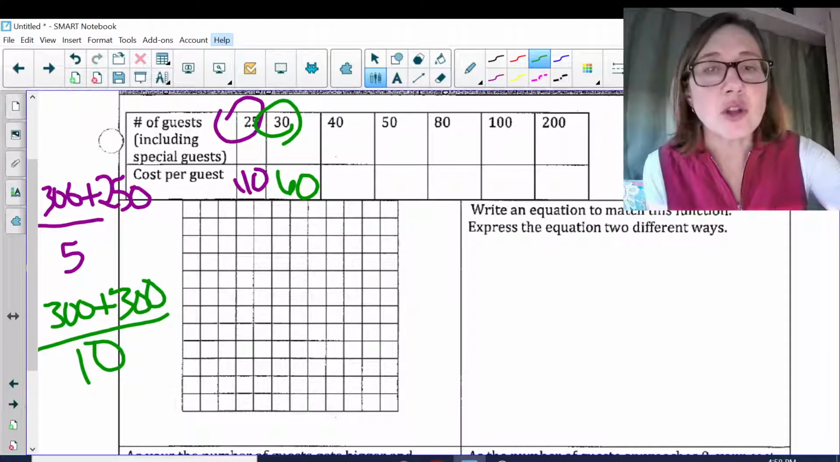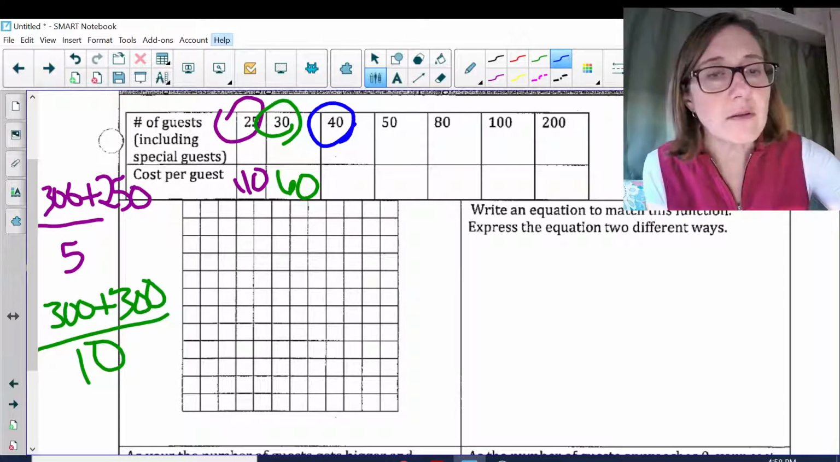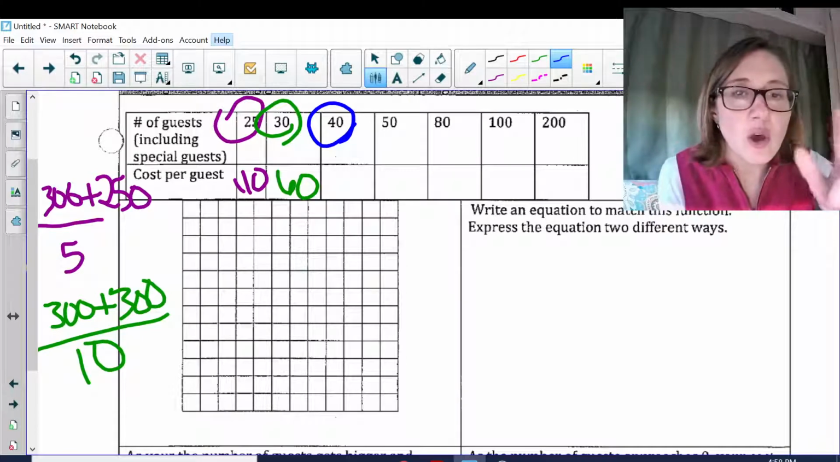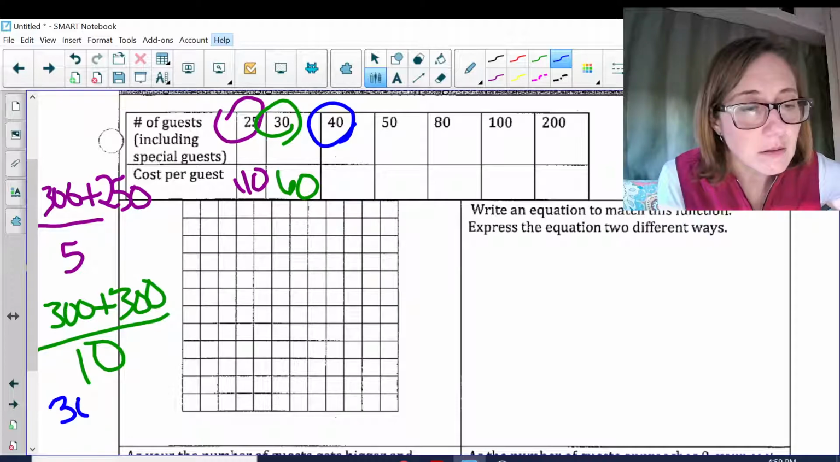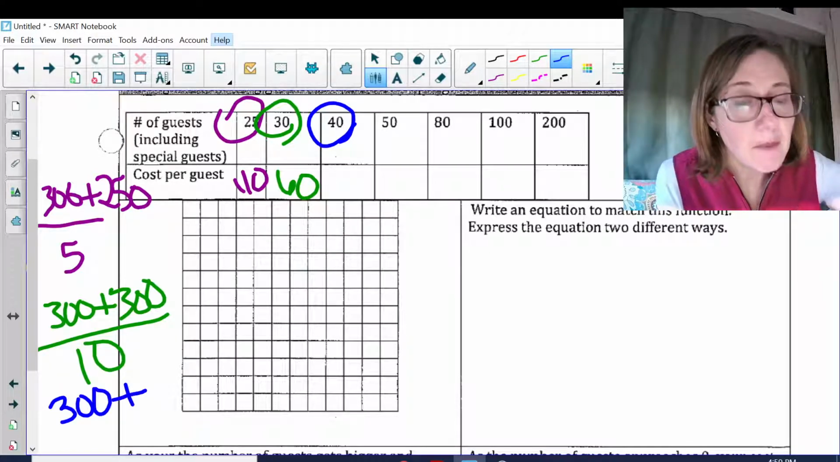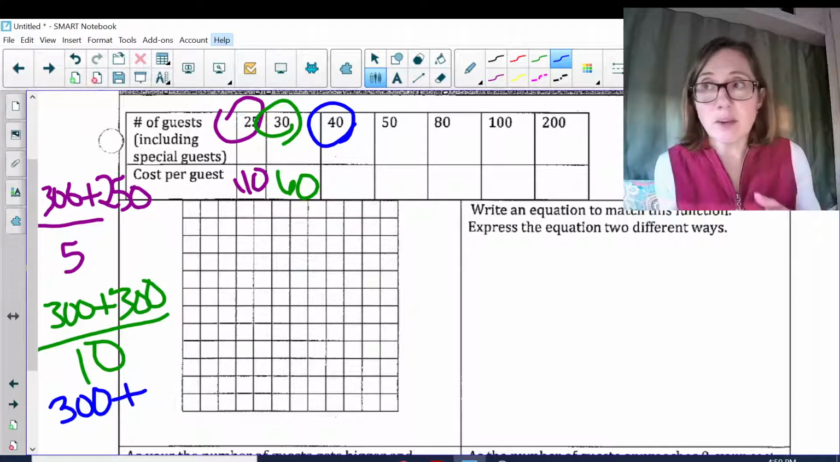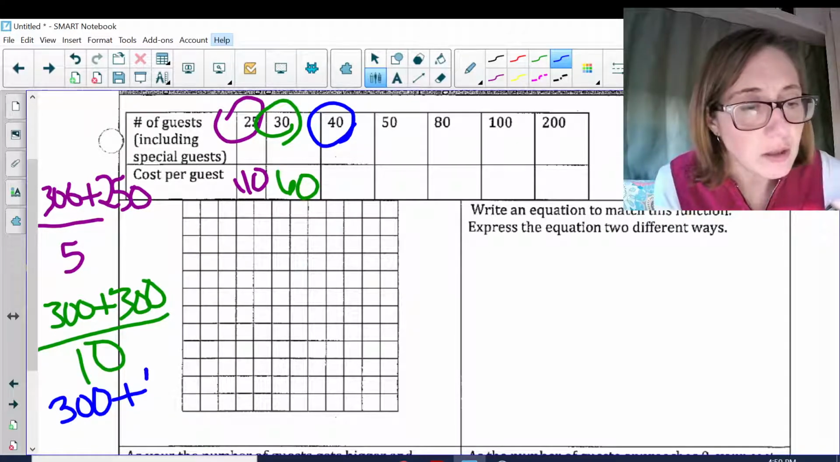Okay, so let's try 40. I'm color coding this so you can tell what goes with which numbers. The hall is still going to cost $300. I have to pay for food. Now there's 40 people coming at $10 a plate, so that's $400.